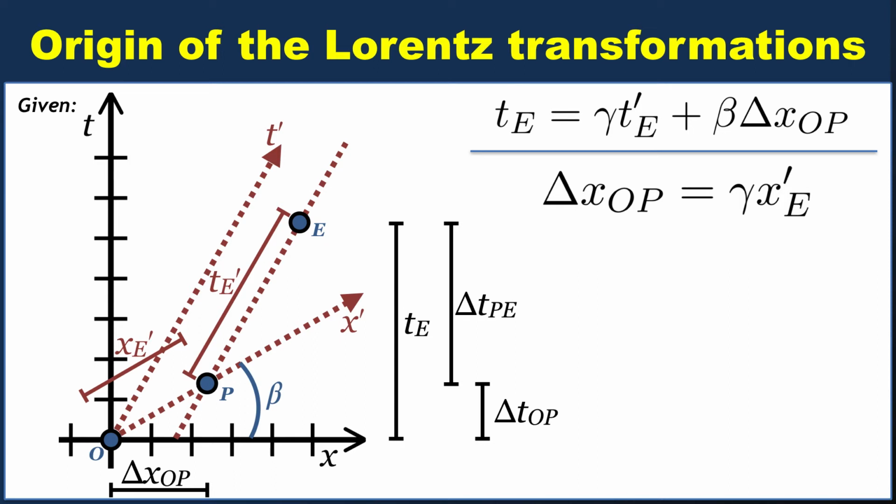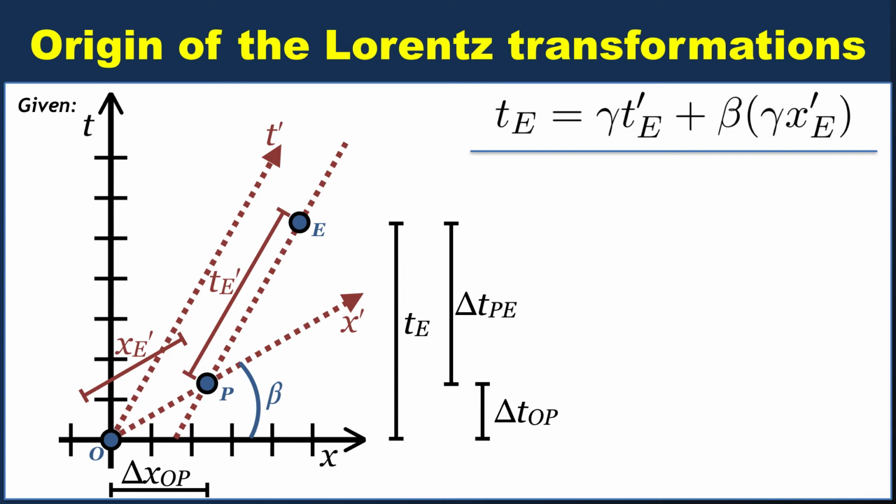Now we can substitute that in the top equation for delta x op, so we do that. And now we just need to rearrange this to get one of the inverse Lorentz transformations. Let's pull out a factor of gamma. And now we have the inverse transformation that allows us to take a primed time and a primed position and convert those to an unprimed time.